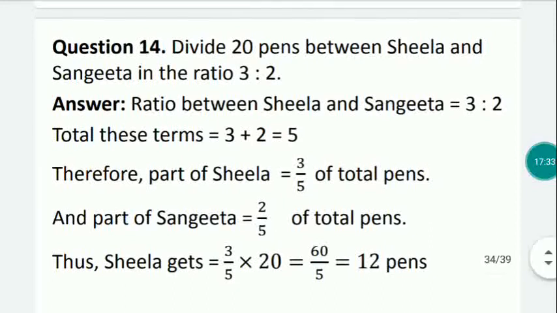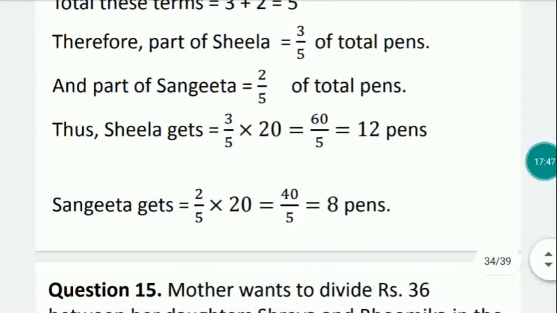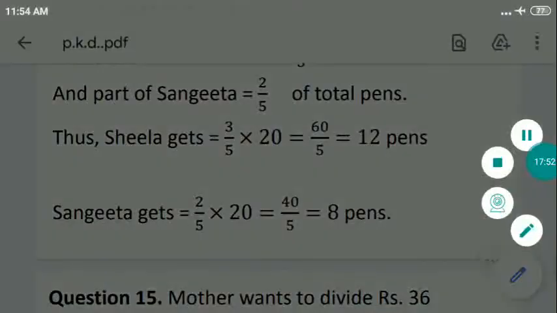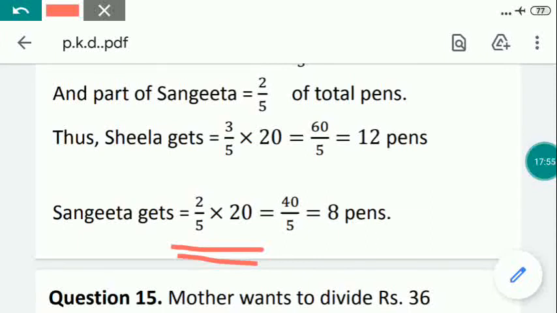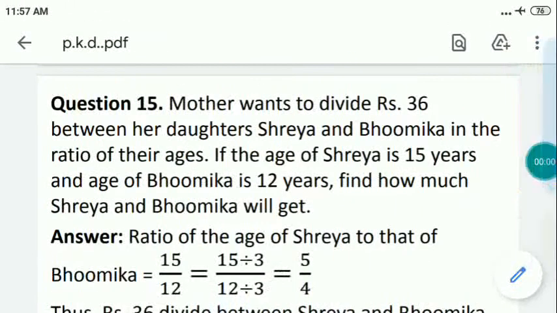Total pence are 20, so Sheila gets 3/5 into 20. Now 3 into 20 is 60 upon 5, therefore 12 pence. So Sheila gets 12 pence. Now Sangeeta gets 2/5 of total pence. So 2/5 into 20 is equal to 40 upon 5, which is equal to 8 pence. Now we can see Sheila gets 12 pence and Sangeeta gets 8 pence. So 12 plus 8, total 20 pence, divided between Sheila and Sangeeta.